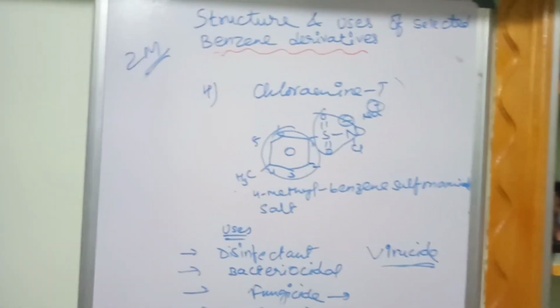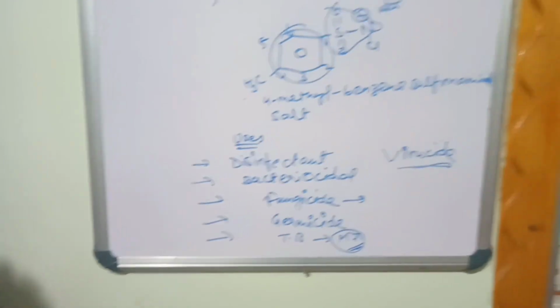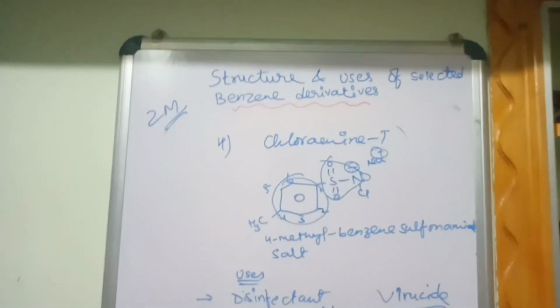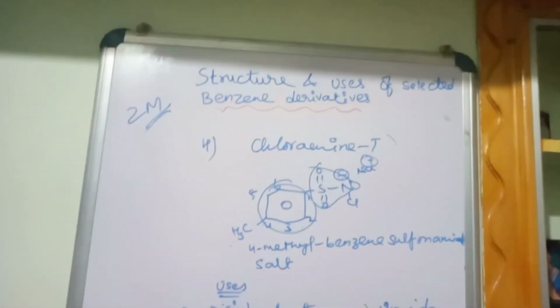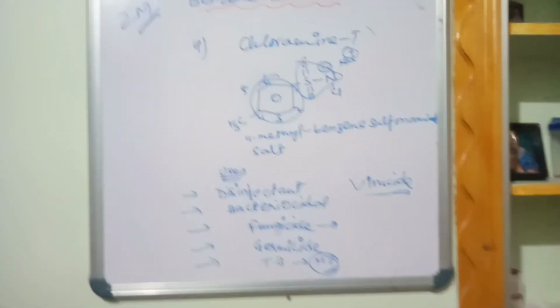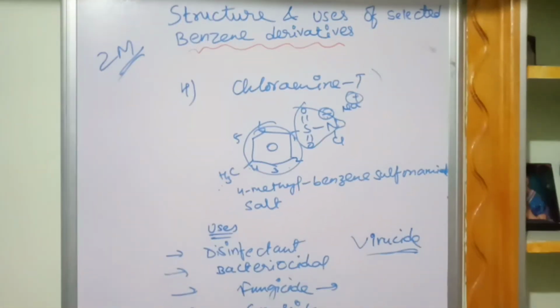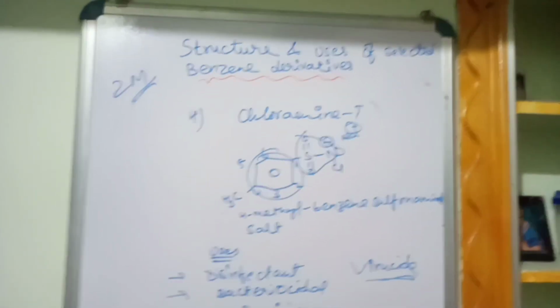This is a very simple topic. It will be asked for 2 marks question, structure and uses. You have to remember just the structure. The name itself indicates the structure. We have studied 4 important selected compounds. First one DDT, dichlorodiphenyl trichloroethane. Second one is saccharin, that is benzothiazole derivative. Third one is benzene hexachloride. Fourth one, that is chloramine T. Their structure and uses are this.